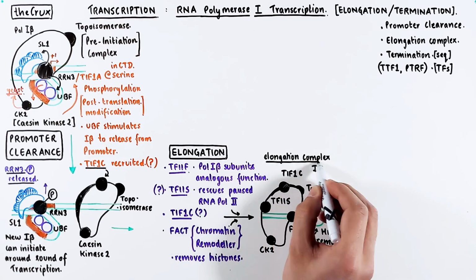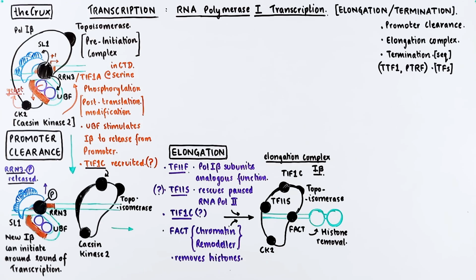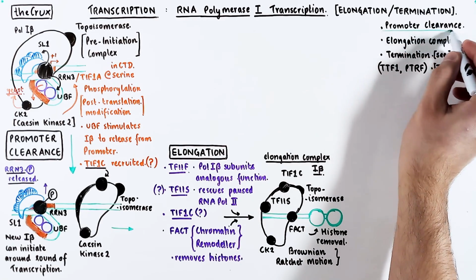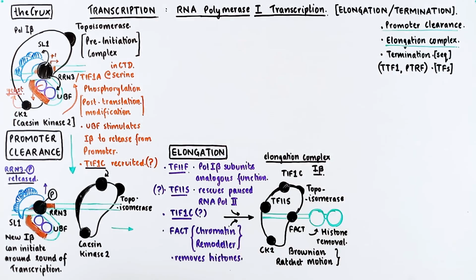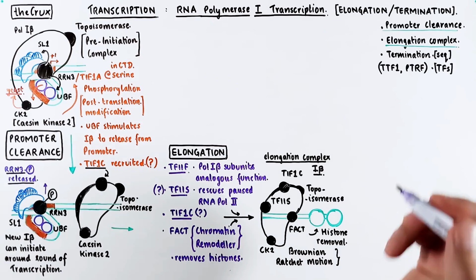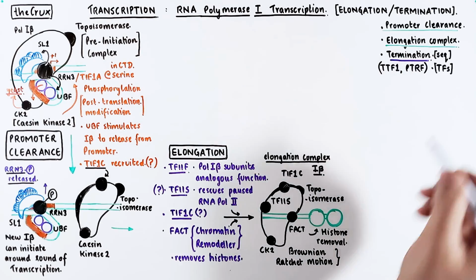And by the way, the movement of polymerase itself and the synthesis of the RNA is done by the Brownian ratchet motion model that we talked about in detail when we discussed canonical transcription. I have linked that video down in the description if you are interested. And this sums up the promoter clearance step and the elongation complex formation. Now let's move on to a more interesting step, which is the termination stage.